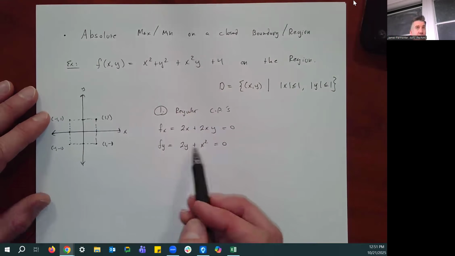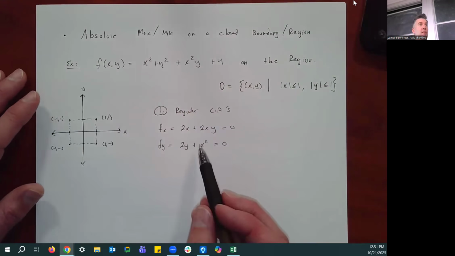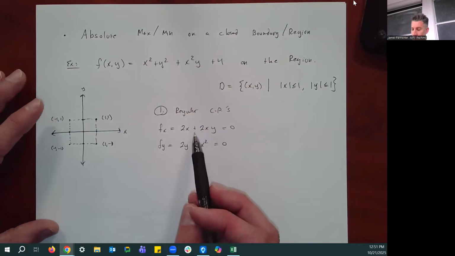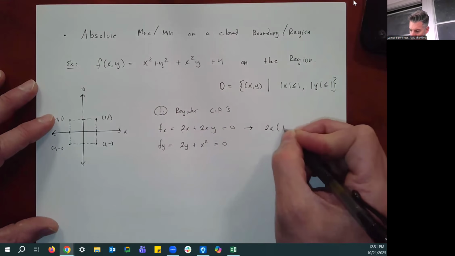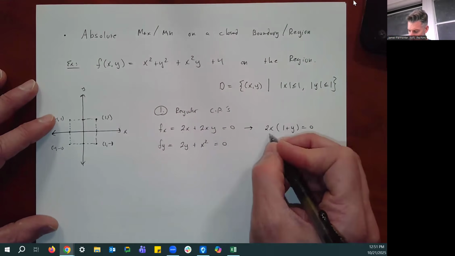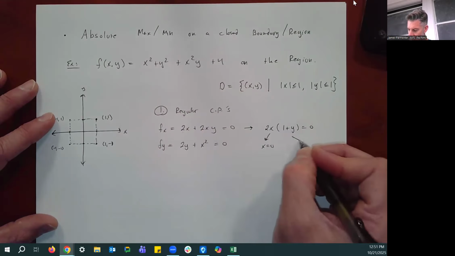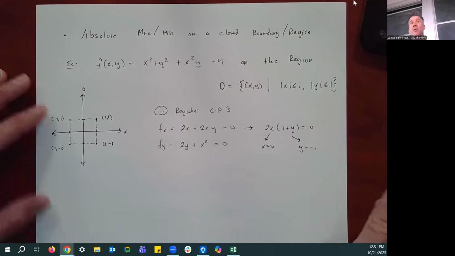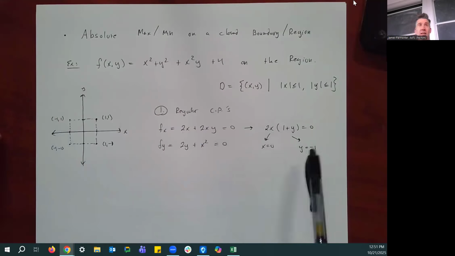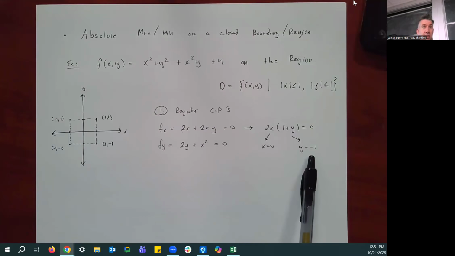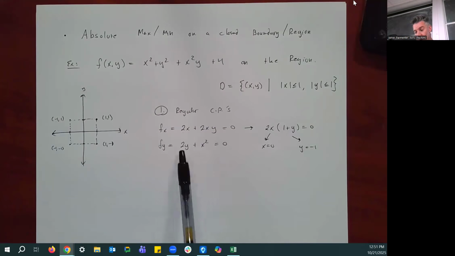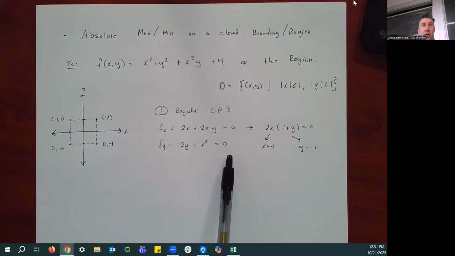I'm probably going to use the first equation because it has less complicated things. There's no powers of 2 here. I'm going to factor out a 2x. So I have 2x times (1 plus y) equal to 0. So I'm either getting x equal to 0 or y equal to negative 1. I will stress again, when you have a situation like this and you get an x and a y value from one of your partial derivatives, that does not mean that the point (0, negative 1) is a critical point. If you plug 0 and negative 1 into the other equation, you get negative 2 plus 0, which does not equal 0. Just want to remind you.